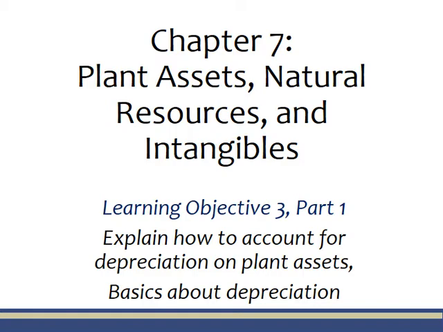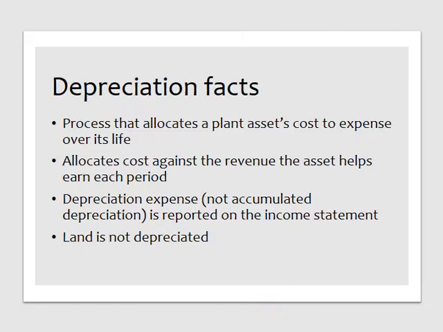So let's get started. Plant assets wear out, grow obsolete, and lose value over time. To account for this process, we allocate a plant asset's cost to expense over its life, a process called depreciation. Depreciation expenses the cost of a fixed asset over time by allocating a portion of that cost against the revenue the asset helps earn each period. Depreciation expense is reported on the income statement, while a contra asset, called accumulated depreciation, is reported on the balance sheet. Land is never depreciated, but other plant assets are subject to depreciation.